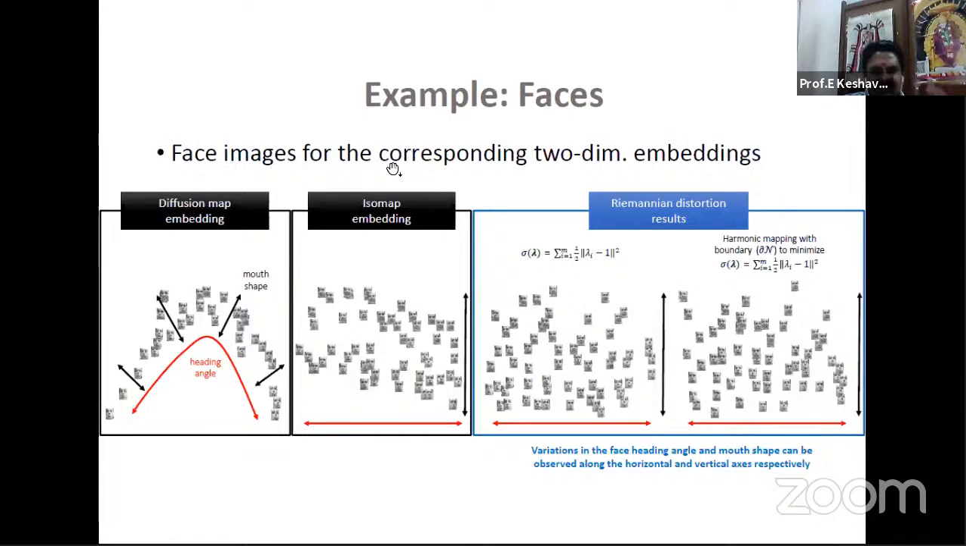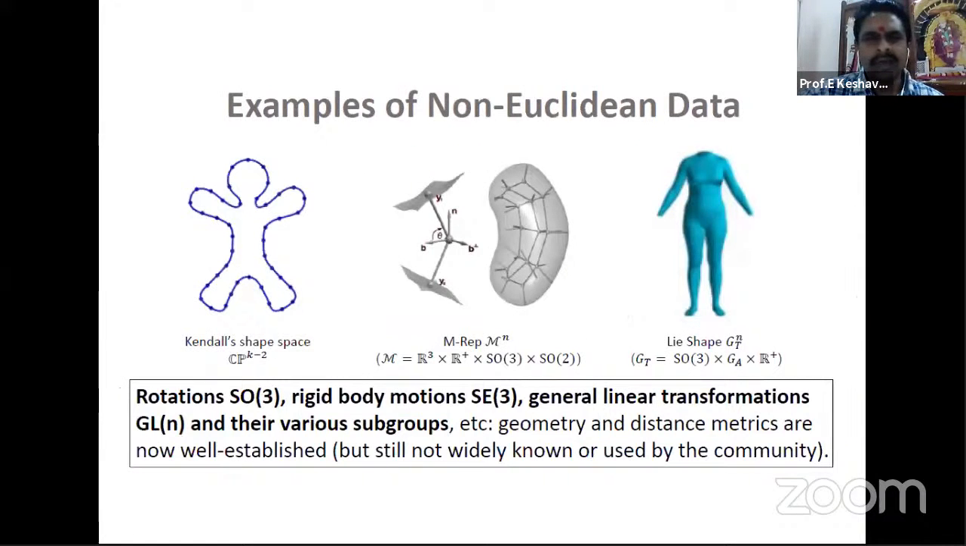Face images, for example, face images for the corresponding 2-dimensional embedding. So this is the thing. Mouth shape is like this. Mouth shape is like this. Isomap embedding is like this. Riemannian distortion is given like this. So these are a very good application of Riemannian metrics and Riemannian geometry or manifolds, which they are having these days in the application part.